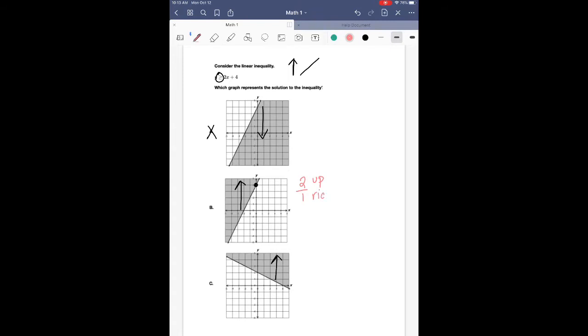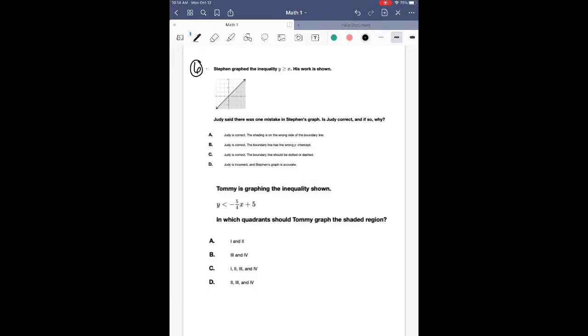Well, we can't go up 2 and right 1 because there's not enough room on my graph. However, I can flip that and go the exact opposite. I can go down 2 and left 1. And because that is a double negative, it'll still be positive. So if we go down 2 and left 1, it still is on my graph. Just like if I had gone up 2 and right 1, it would have essentially fallen right in line.